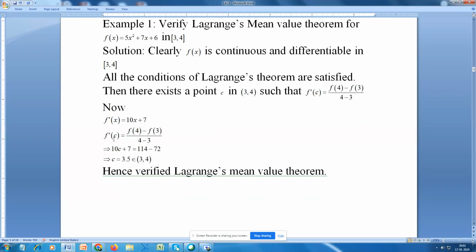Now equate f dash c equals f of 4 minus f of 3 by 4 minus 3. Here 10c plus 7 is equal to f of 4, which is 114, minus f of 3, which is 72. So you can find c is equal to 3.5. 3.5 lies between 3 and 4. Hence verified Lagrange's mean value theorem.